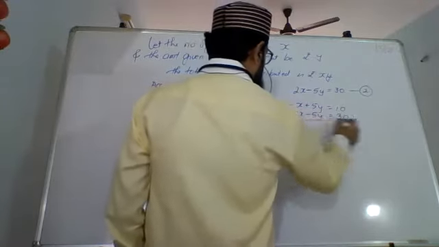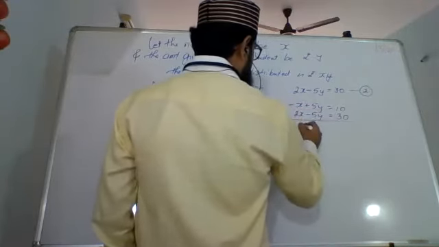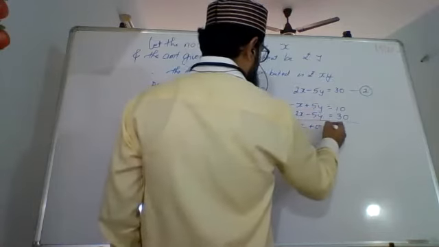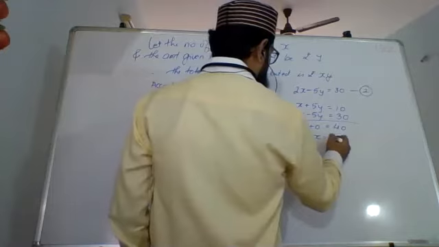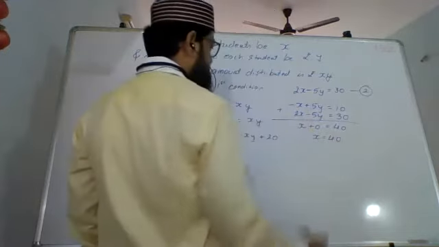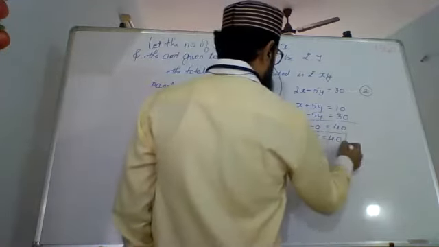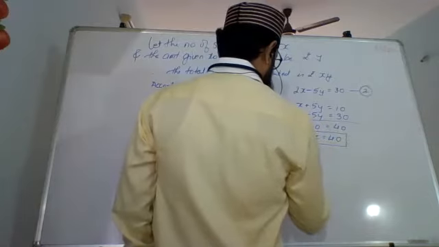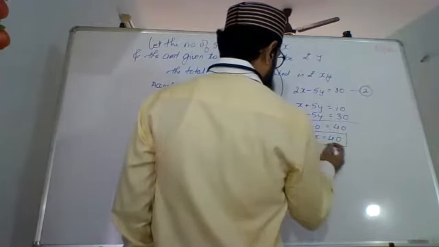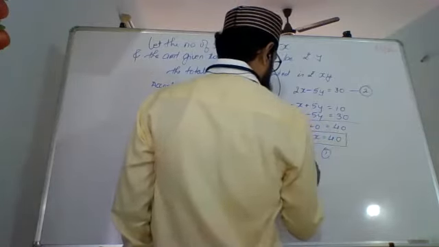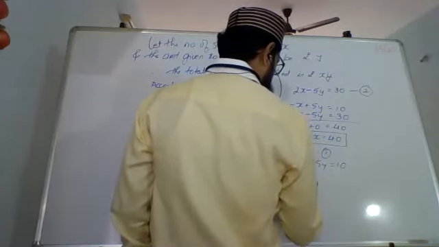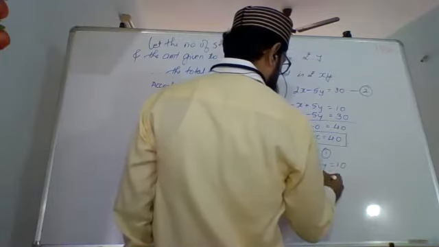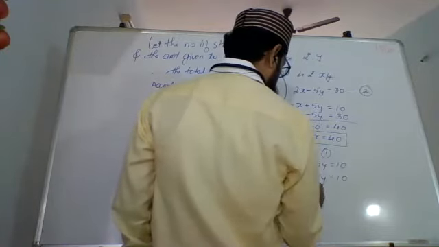Add them. Minus x plus 2x is plus x. This will become 0 equals to 40. X equals to 40. Substitute in 1. Minus x plus 5y equals to minus 40 plus 5y equals to 10.